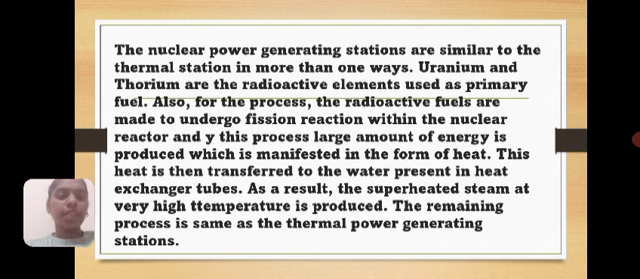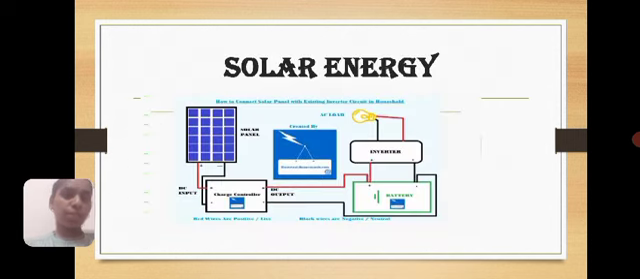This heat is then transferred to the water present in heat exchanger tubes. As a result, superheated steam at very high temperature is produced. The remaining process is the same as the thermal power generating stations. Next, solar energy.